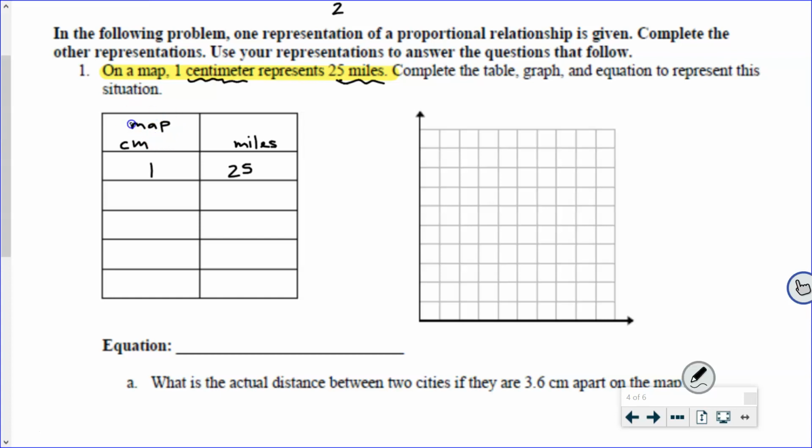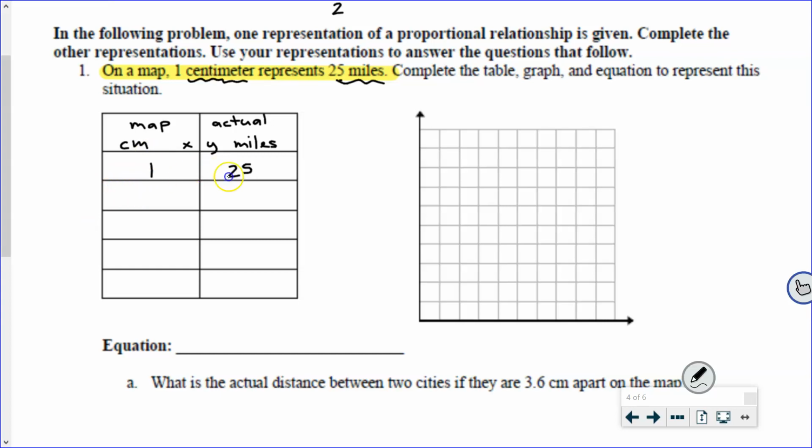Yep, so this is the centimeters measures the distance on a map, right? What are we measuring here when I'm measuring miles? Actual real life distance. Perfect. So I'm going to add those labels as well. And I know you guys like to use variables like X and Y. So we're going to also label them X and Y too.